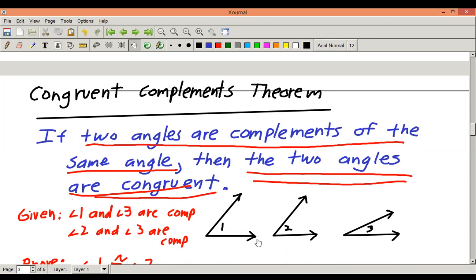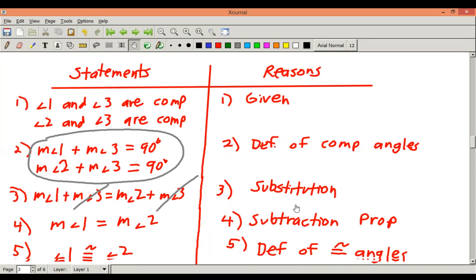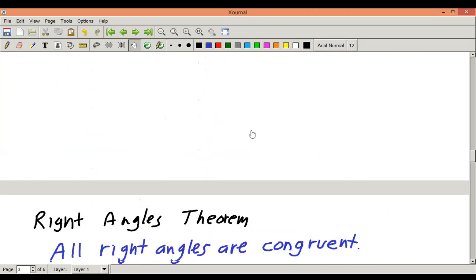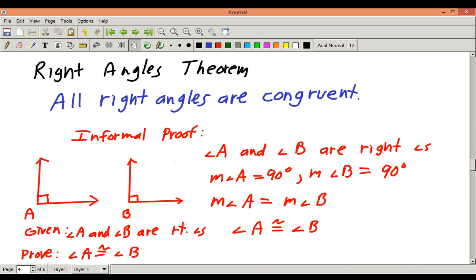And now we got several theorems that we can never forget. Okay, this one's called the right angles theorem. It's one of the easier ones we have this year. The right angles theorem says that all right angles are congruent. All right angles are congruent. Maybe that's obvious, but it's a theorem and you can prove it.